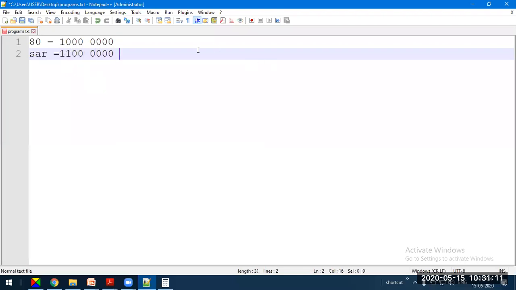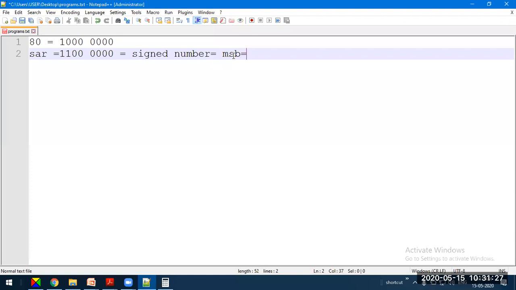Now, if you consider this as a signed number, what does the signed number represent? MSB represents the sign of a number. If the MSB bit is 1, what does it represent, guys?